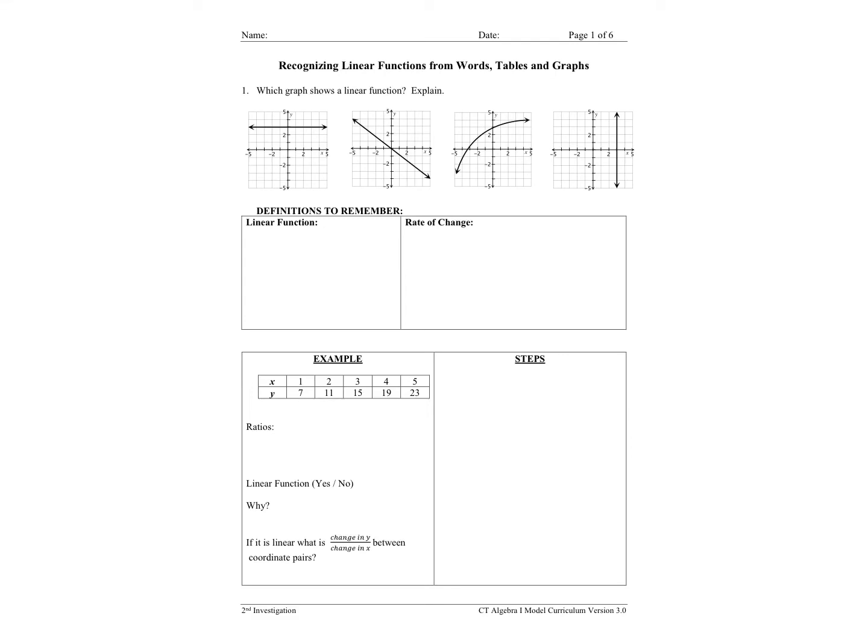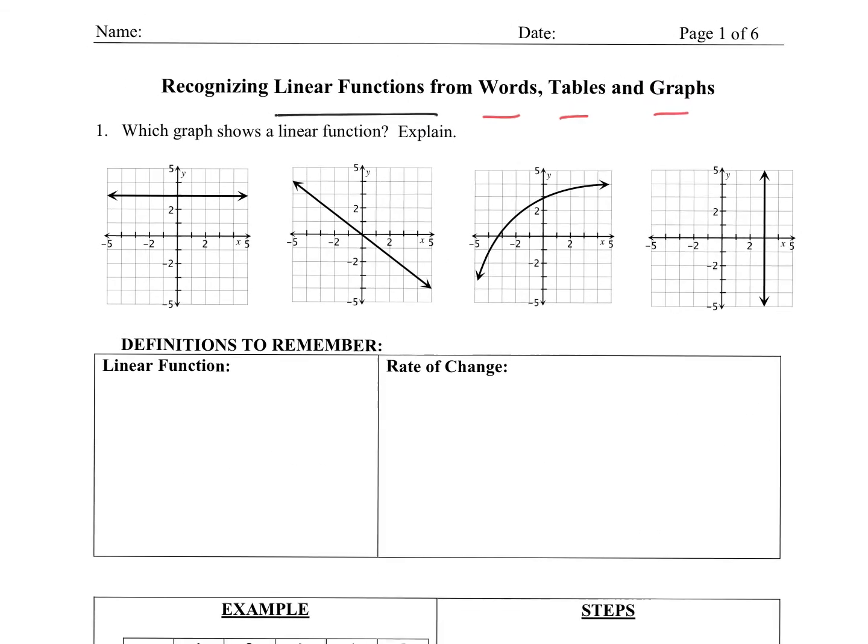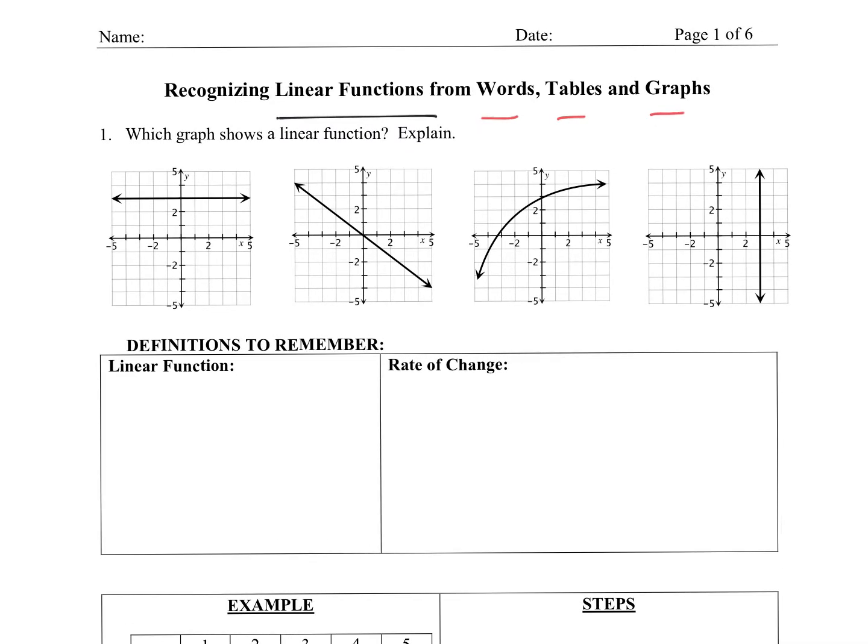Hi everyone, so today's lesson is on recognizing linear functions from looking at or reading words, looking at tables, and looking at graphs. Okay, now before we go ahead and do anything, this is kind of like a review. We're going to review rate of change, which can also be called rise over run, which you guys are probably familiar with. So the first thing we are going to do is look at graphs and recognize whether something is linear or non-linear, okay?